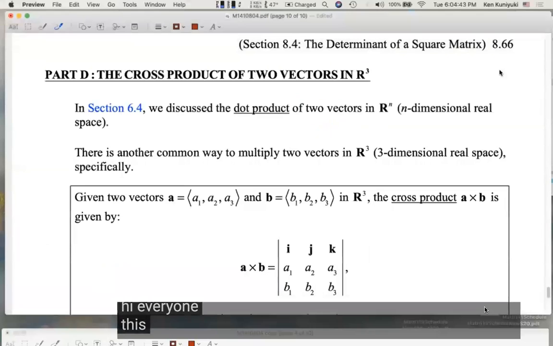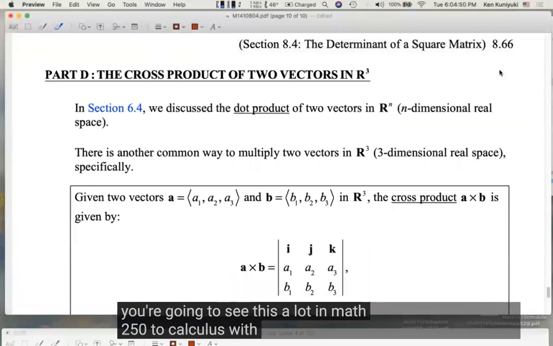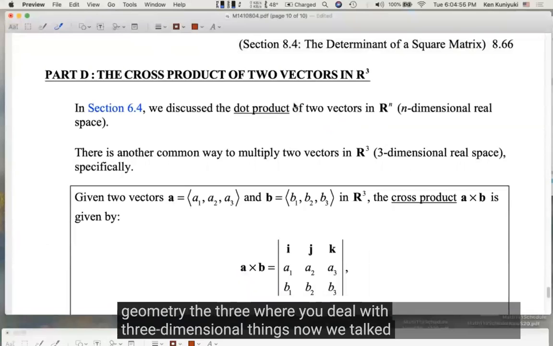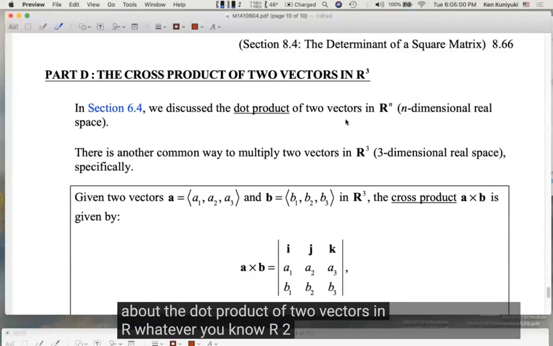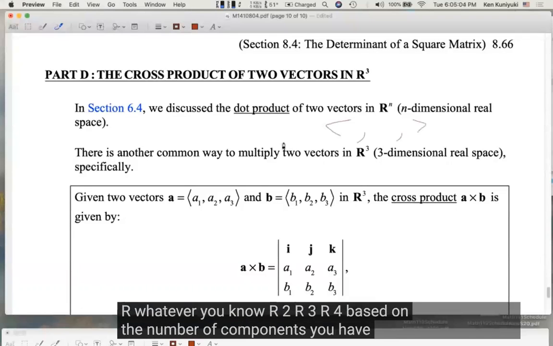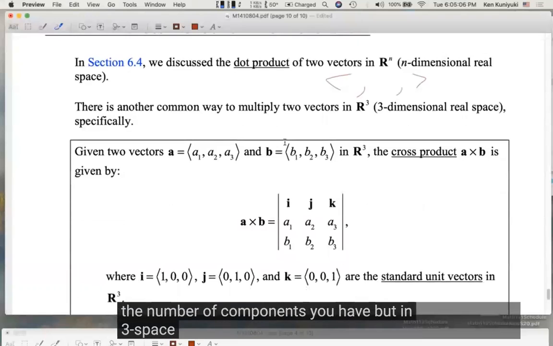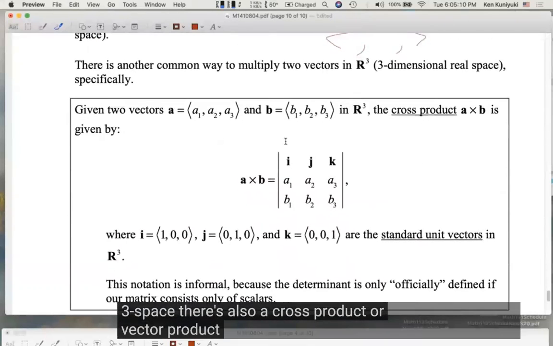Hi, everyone. This last part in 8.4 is optional, but you're going to see this a lot in Math 252, calculus with analytic geometry 3, where you deal with 3-dimensional things. Now, we talked about the dot product of 2 vectors in R2, R3, R4, based on the number of components you have. But in 3 space, there's also a cross product or vector product.